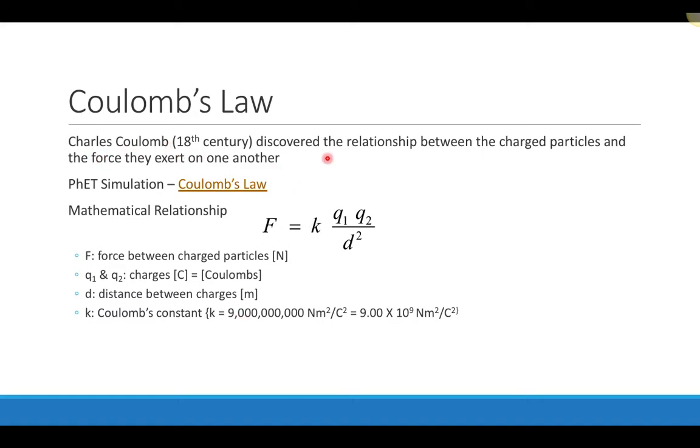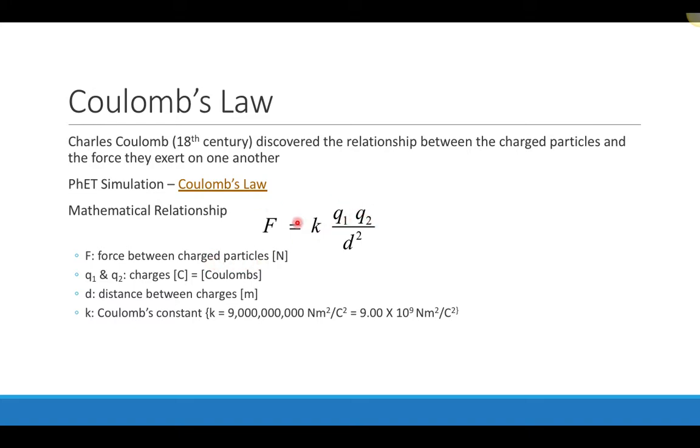Charles Coulomb in the 18th century discovered the relationship between charged particles and the force that they exert on one another. This is called Coulomb's Law. The mathematical relationship is that the force that is exerted on each of the particles, and this is the magnitude of the force only, depends on each of the charges. Q1 and Q2 represent the charges in units of coulombs on each of the different objects.